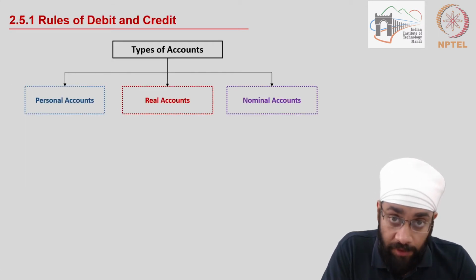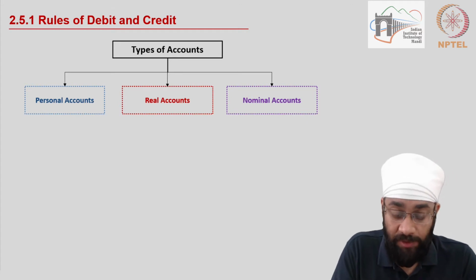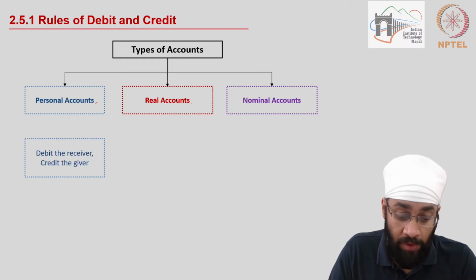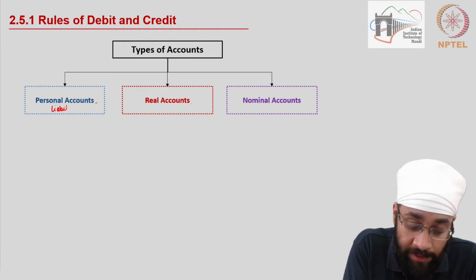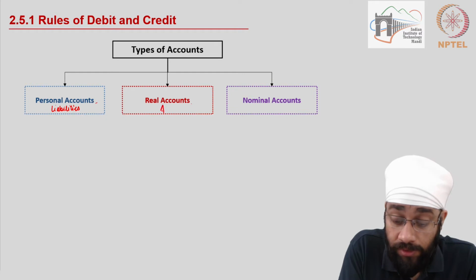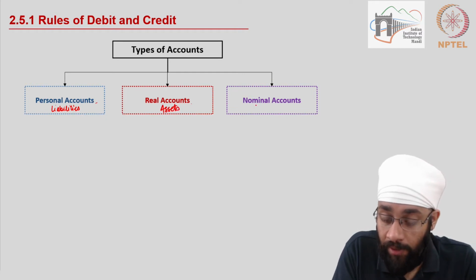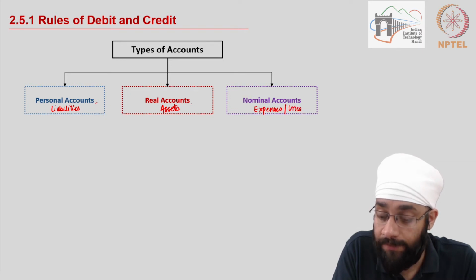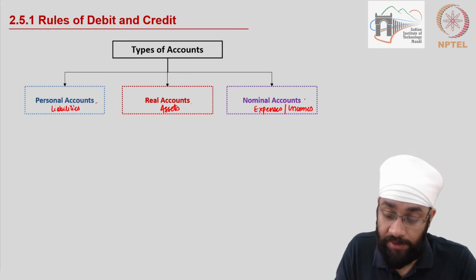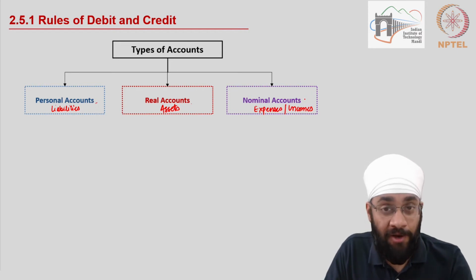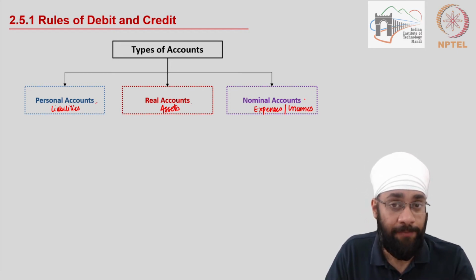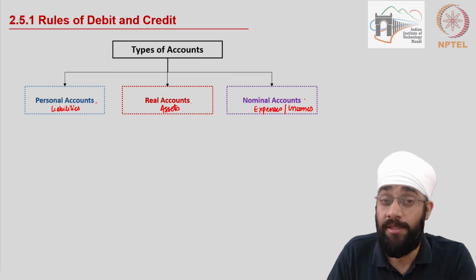So in the earlier videos, we talked about three types of accounts. We said there is personal account, real account, and nominal accounts. And we also said, all personal accounts are going to be liabilities. Real accounts are going to be assets, and nominal accounts are going to be expenses and incomes, and of course losses and gains. Having known this, and also having understood what is debit and what is credit: debit, increase in the claims of business; credit, decrease in the claims of business.